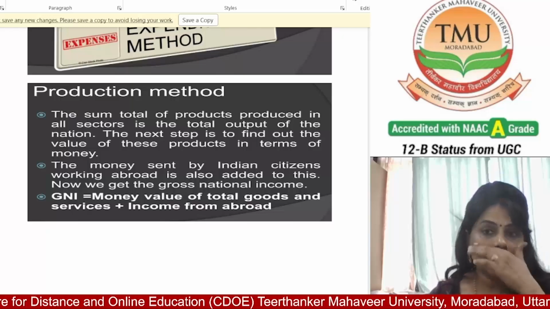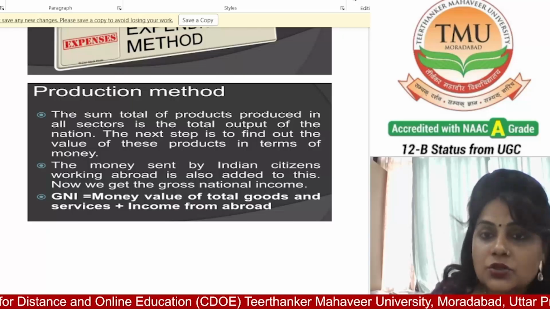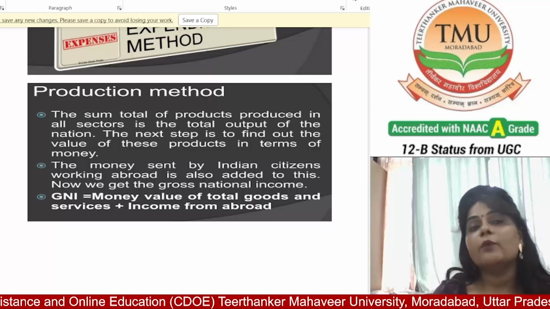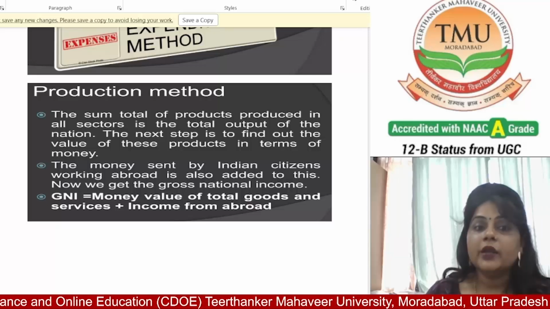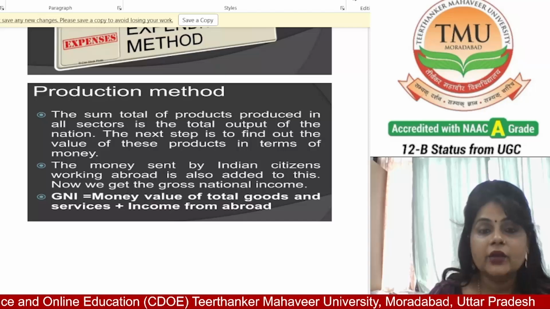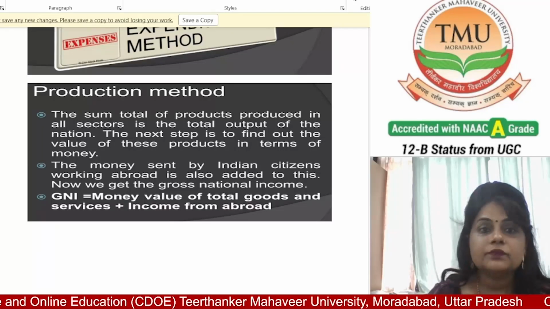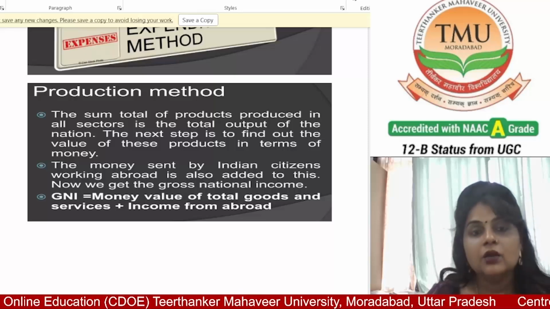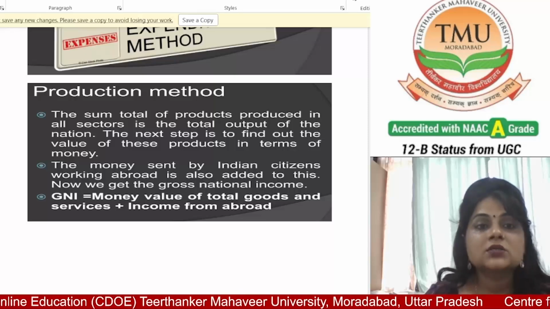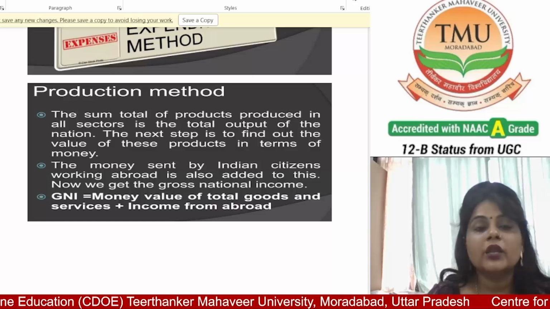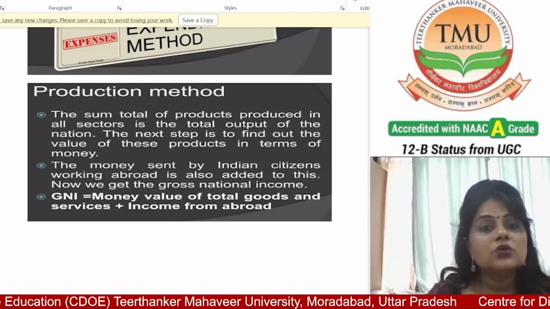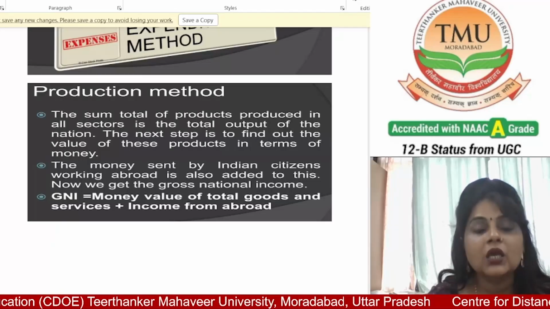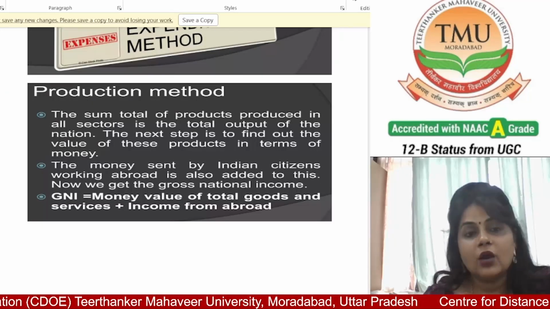So there are some precautions to take while calculating by the value added method. First of all, intermediate cost should not be added to national income, as the value of intermediate goods is already added to the value of final products. They should not be added to national income. Including the value of intermediate goods again in national income will result in double counting.